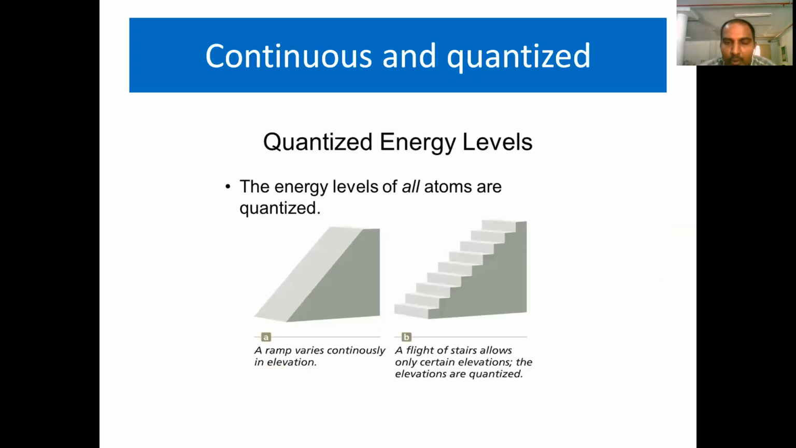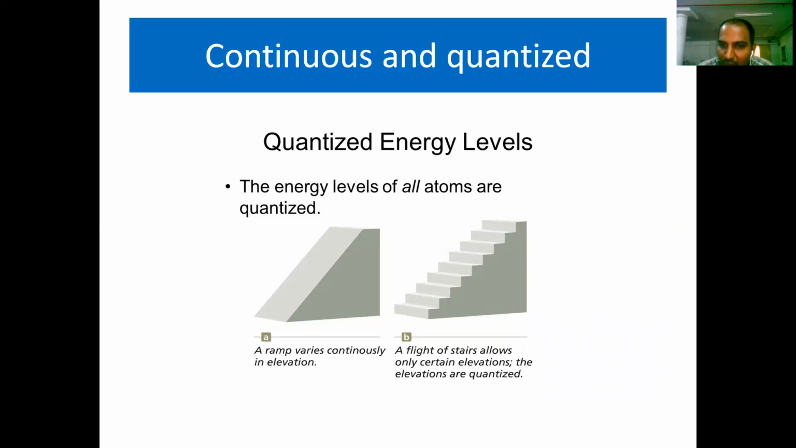And in this diagram, we can see the difference between continuous energy distribution and discontinuous energy distribution according to Planck's quantum theory. These are all quantized energy levels. The energy levels of all atoms are quantized. In diagram A, we can see a ramp which shows continuous energy distribution, like an elevated path. According to classical mechanics, the energy varies in a continuous manner. But that is not true in quantum mechanics as well as in Planck's quantum theory.